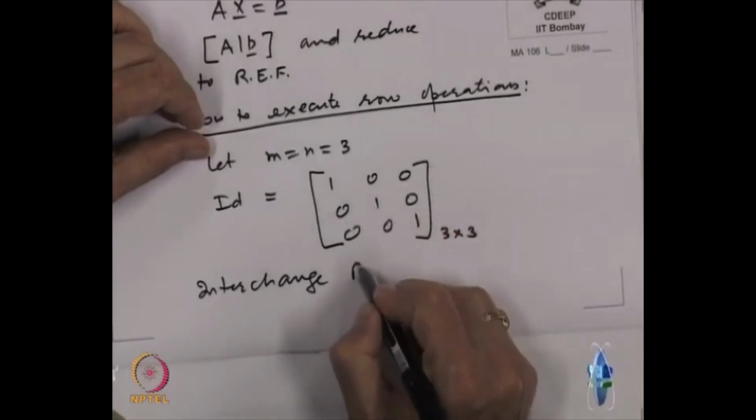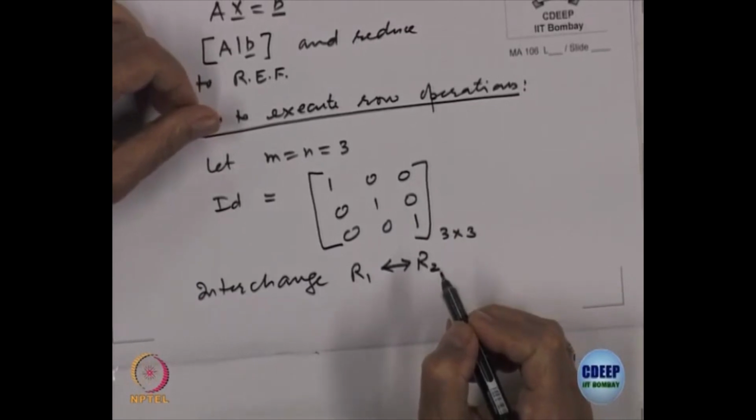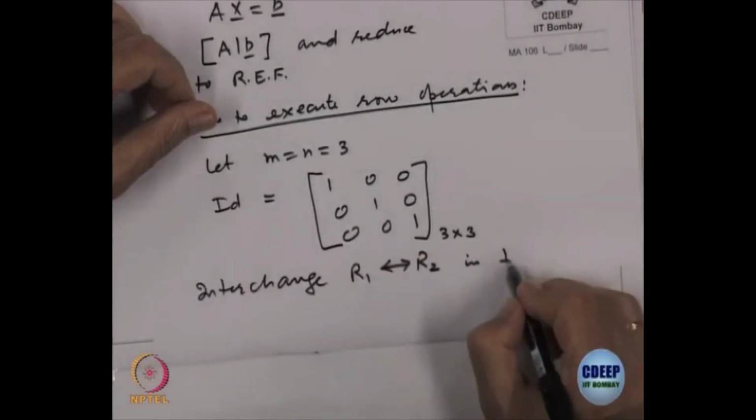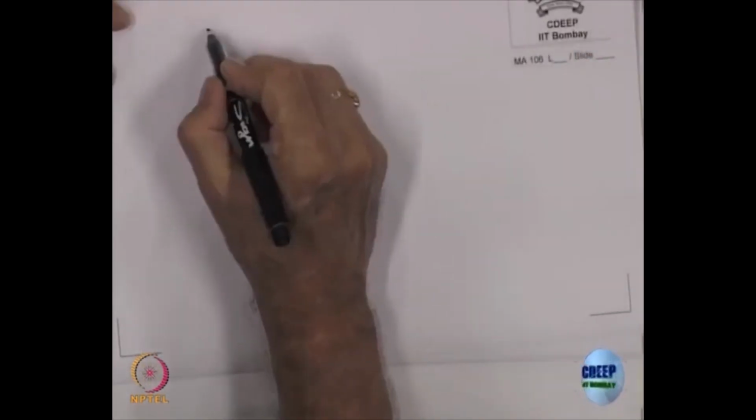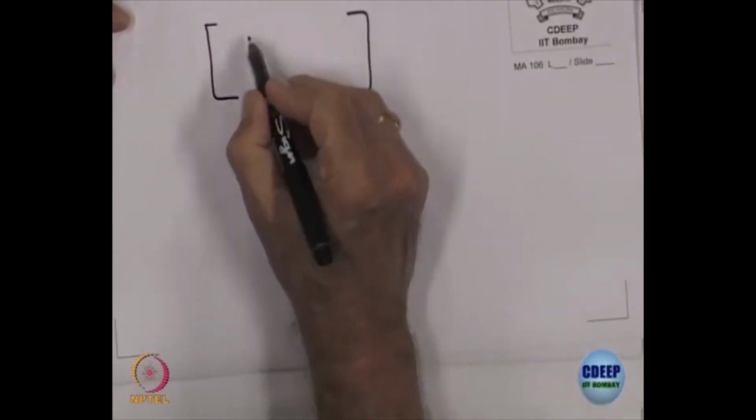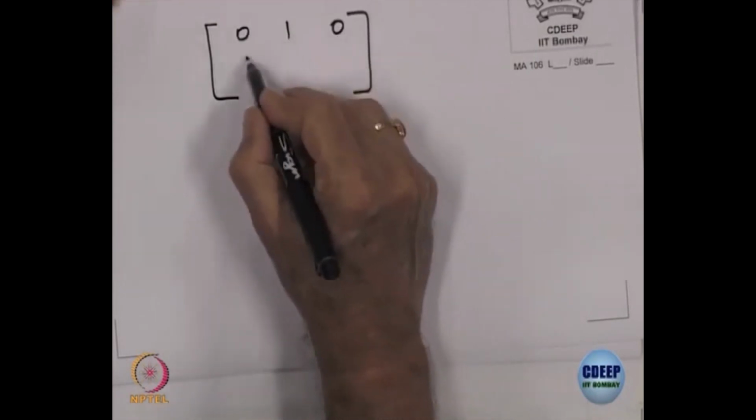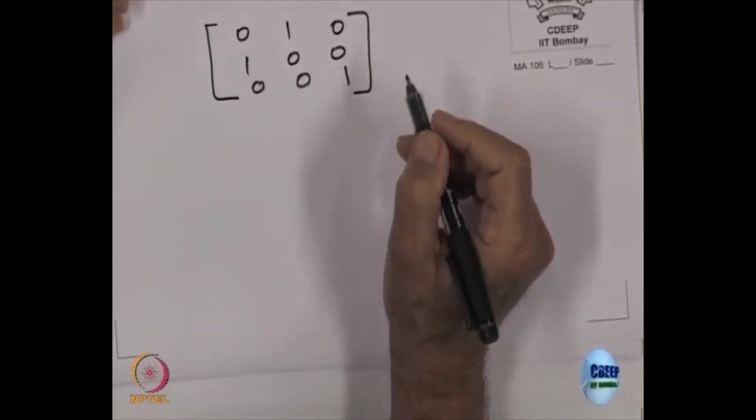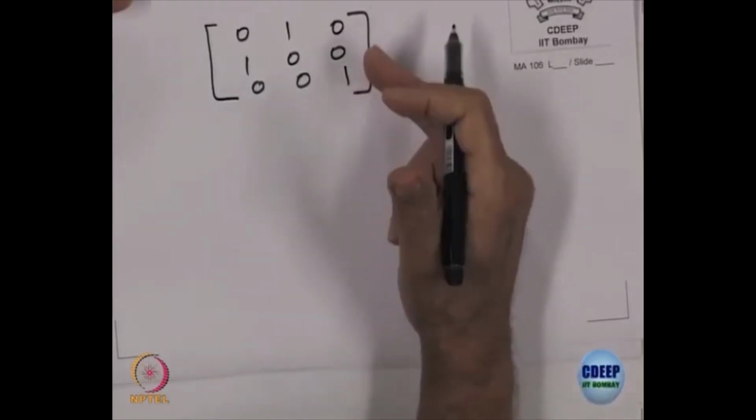So, this is R1 and R2. Let us look at that. Let us interchange R1 with R2 in this identity matrix. So, what will we get? Let us see. We will get the matrix 0 1 0, 1 0 0 and 0 0 1, right. That is, on the identity matrix I have done that interchange operation.